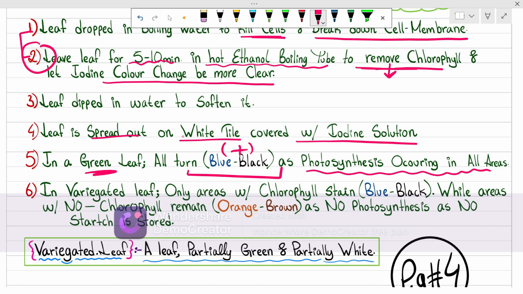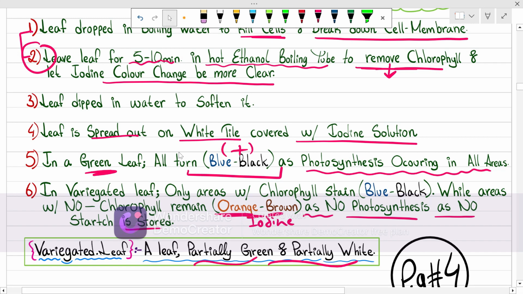In a variegated leaf, only areas with chlorophyll stain blue-black, while areas with no chlorophyll remain orange-brown, which is the color of the iodine solution, as no photosynthesis occurs and no starch is stored. Variegated leaf is a leaf partially green and partially white. So in a variegated leaf, only the green part will stain blue-black because starch is stored there. But in the white part, there is no starch because there is no chlorophyll. So it will remain orange-brown.